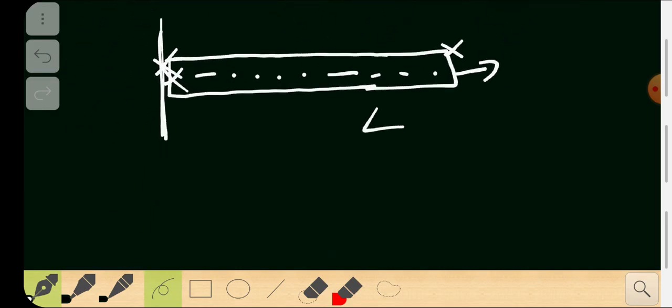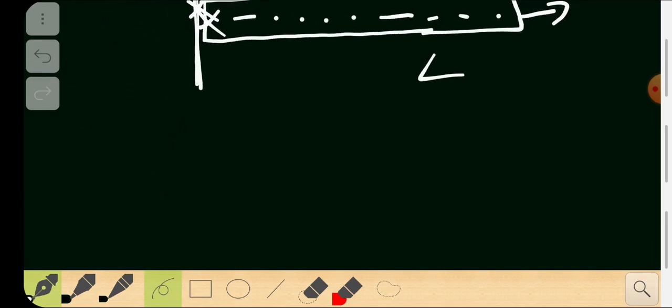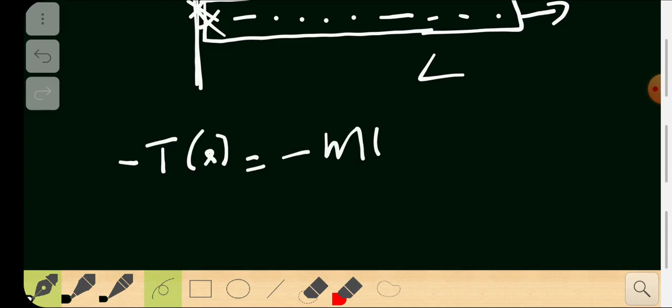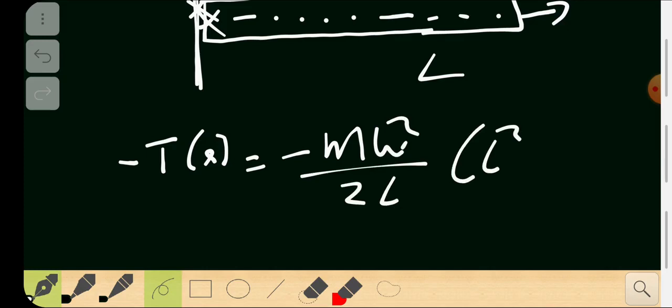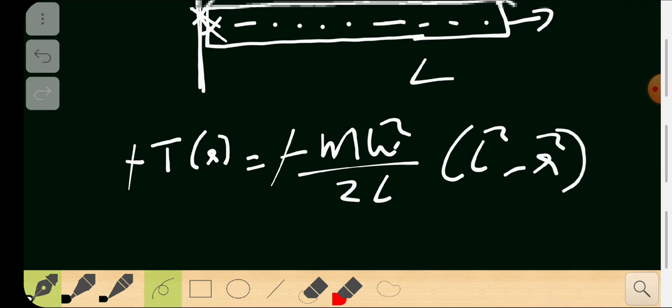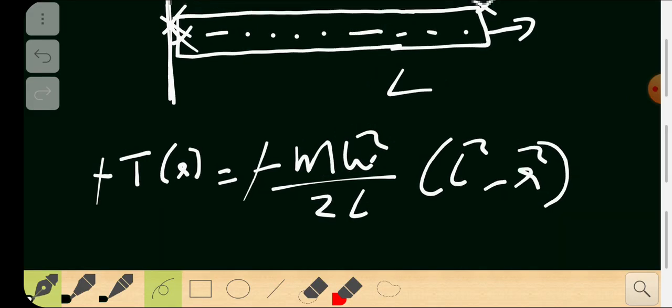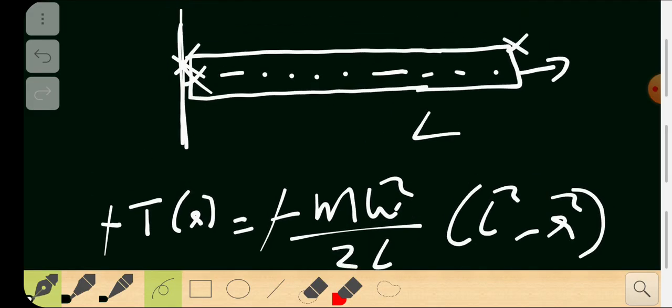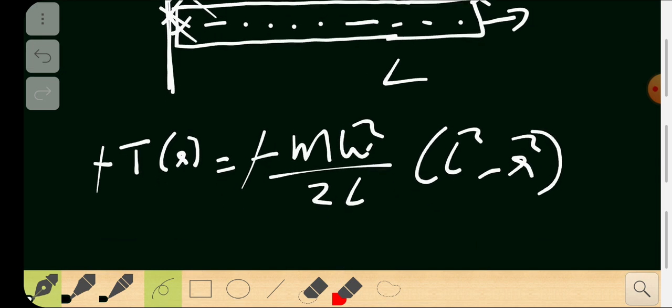Now substitute that in this, so T of L will be equal to 0. You get minus T of r must be equal to minus m omega square by 2L times L square minus r square. So that will be the tension, and the minus will cancel. So this will be the tension inside the string, right? Inside the string, the tension is going to decrease. Just look at this equation. It's going to be the maximum at this point, at L is equal to r.